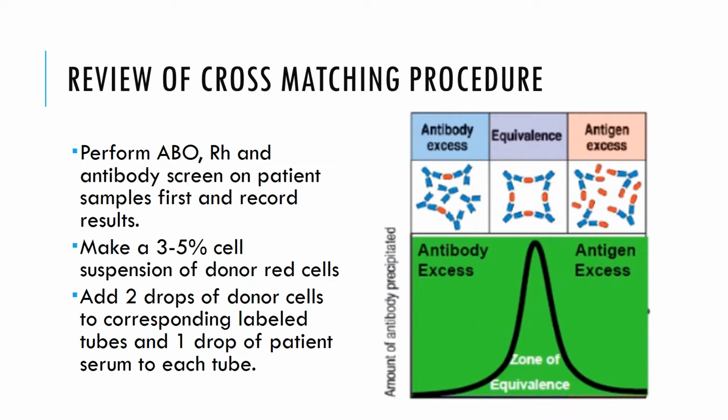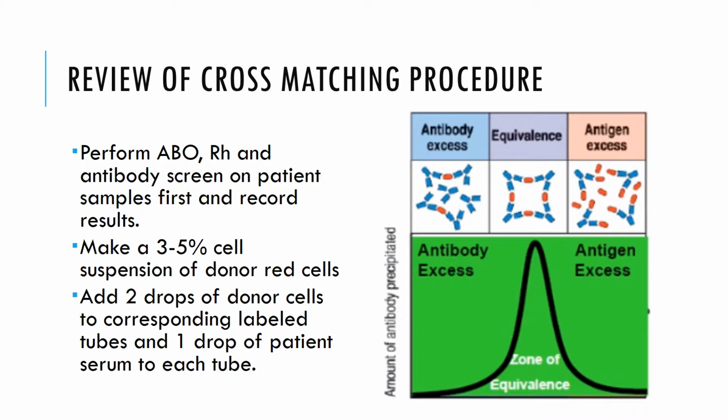For the sake of time, we will only review the key points of the cross-match procedure. After performing the ABO, Rh, and antibody screen, we move on to the cross-match. Start with making a 3 to 5% cell suspension of donor red cells. Next, add the correct ratio of donor cells to patient serum. 2 drops of donor cells and 1 drop of patient serum.